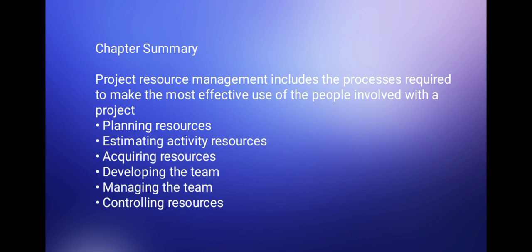Chapter summary. Project resource management includes the processes required to make the most effective use of the people involved with the project: planning resources, estimating activity resources, acquiring resources, developing the team, managing the team, and controlling resources. In summary, project resource management is about making the most effective use of people through six steps: planning, estimating, acquiring, developing, managing, and controlling resources.